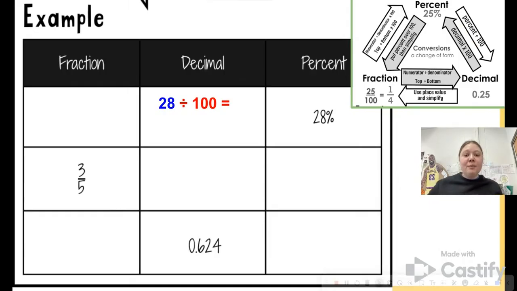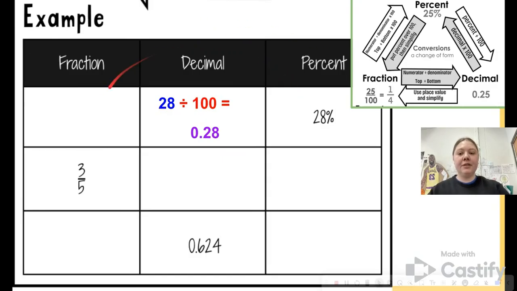Go ahead and pause here to put it in your calculator. As we go through this example, pause to put it in your calculator and then check and see if you got the same thing. Pause to write it down and then continue with the example. All right? So here, when you put this in your calculator, you should be getting 0.28.